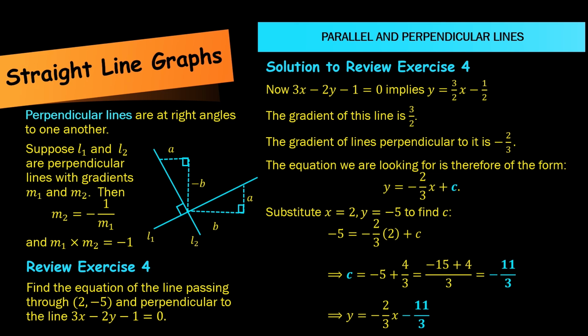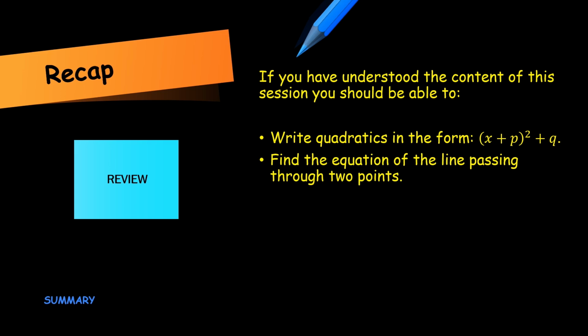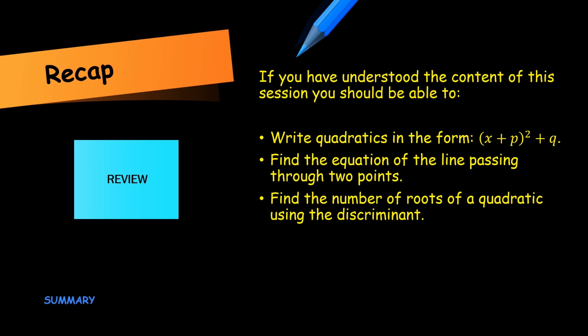This brings us to the end of this session. If you have understood its contents, you should be able to write quadratics in the form (x plus p) squared plus q, find the equation of the line passing through 2 points, find the number of roots of a quadratic using the discriminant, and find the equation of the line passing through a point and perpendicular to a given line.